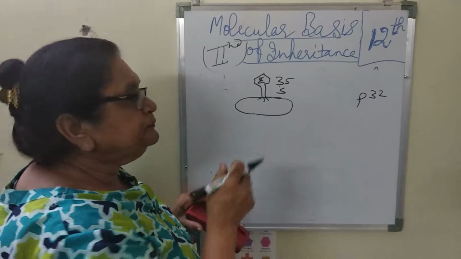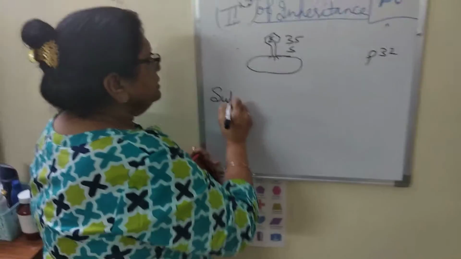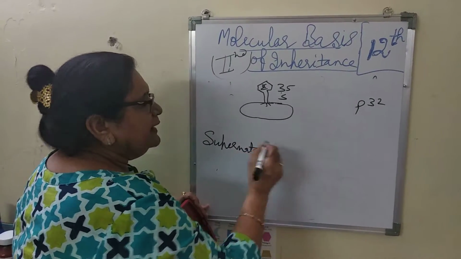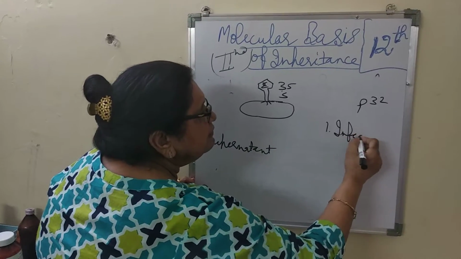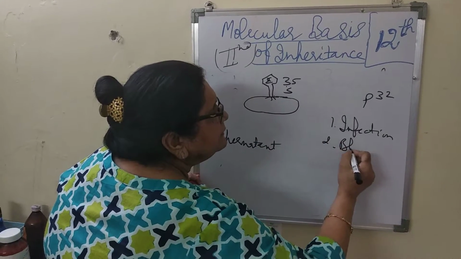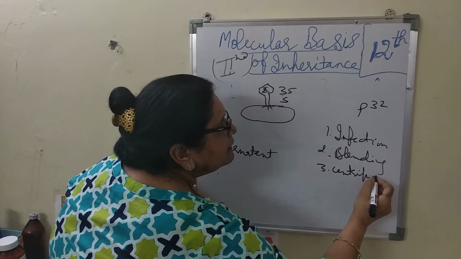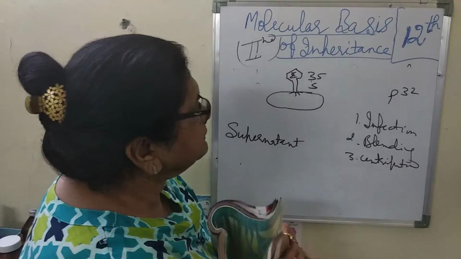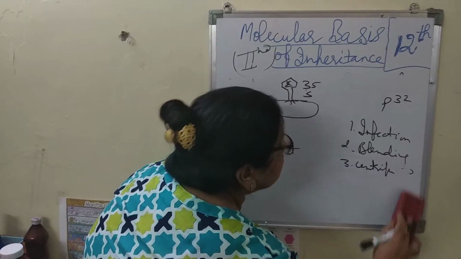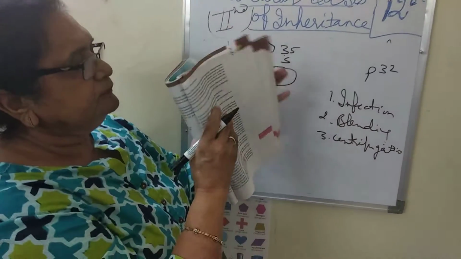So infection was done. Then blending and centrifugation. After that, there is a formation called supernatant and pellets. The 3 steps you have to write: infection, very important, blending, and centrifugation. So these are the diagrams. Even if you draw these diagrams, you will get full credit in the board exam.